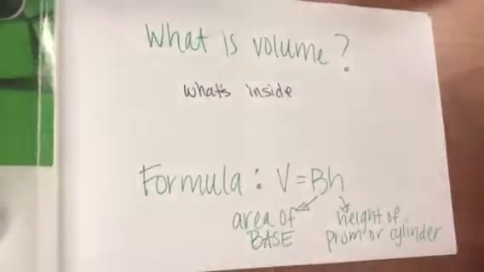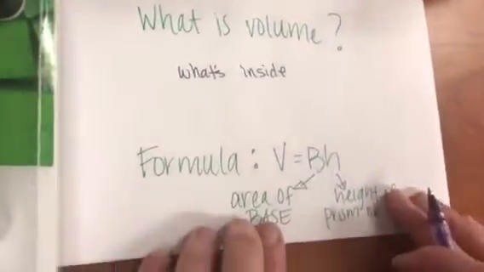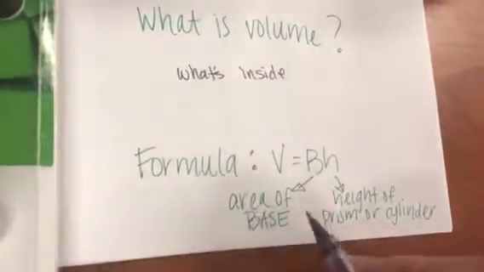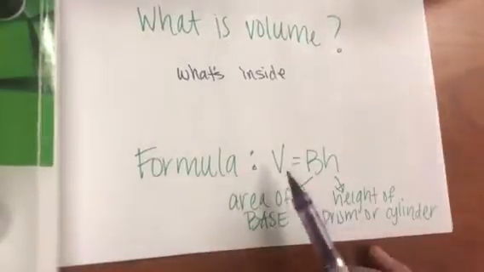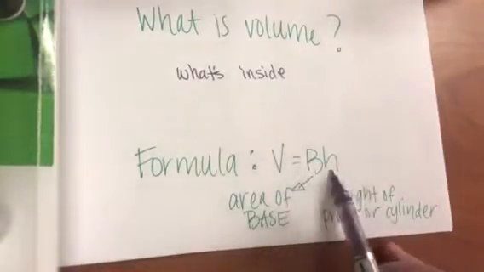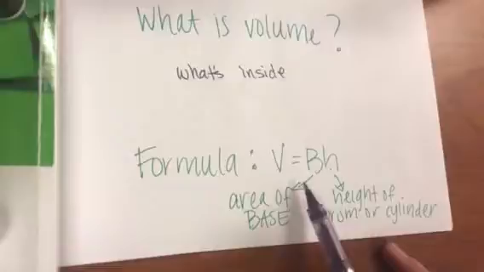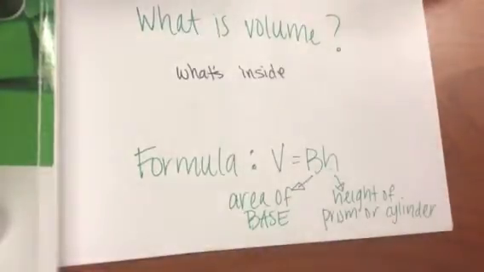The formula to find the volume of a prism and a cylinder, you've got to remember this. It's just for prisms and cylinders: volume equals big B times H. That big B is vitally important because it means the area of the base. It's the whole base.